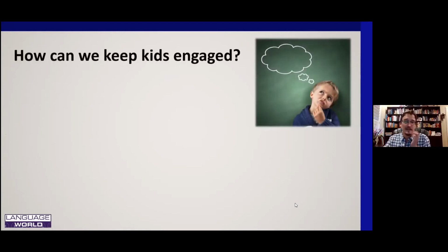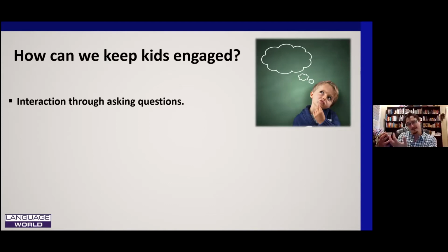So how can we keep kids engaged? Well, with these kinds of activities, it's always interaction through asking questions, especially with science. And in my mind, also especially with English language. I don't want to just give them the answer. I want to ask questions and get them thinking and try to teach them how they can respond in English.